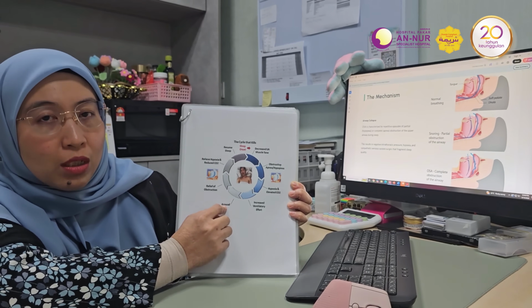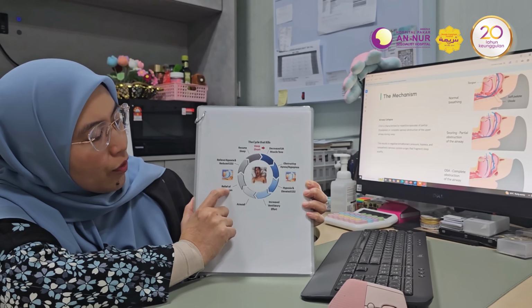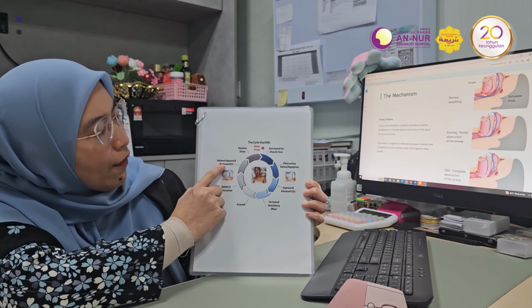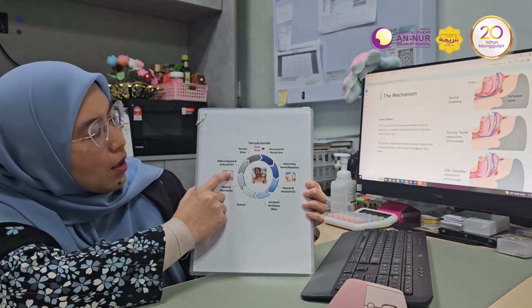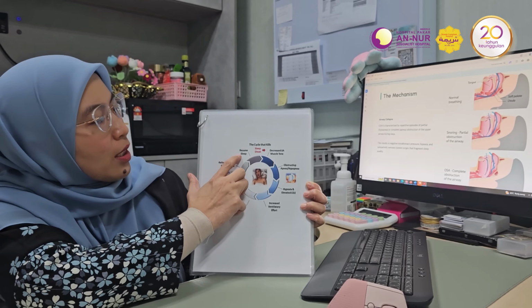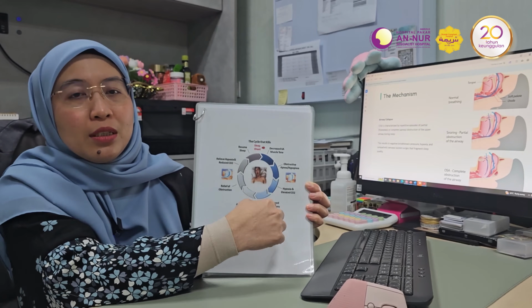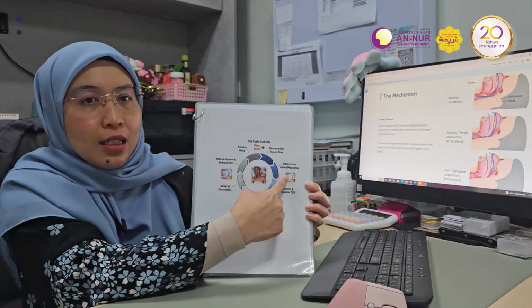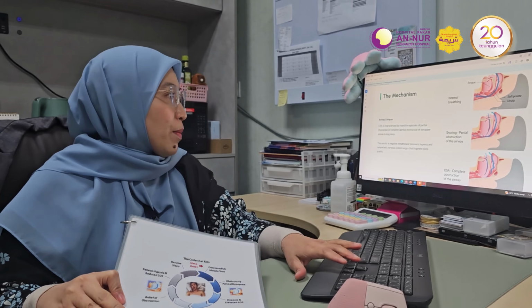The patient will wake up, and then the obstruction is relieved, and oxygen increases and carbon dioxide drops. Then the patient will resume sleep again. So this cycle happens throughout the night, again and again. So that's the problem with obstructive sleep apnea.